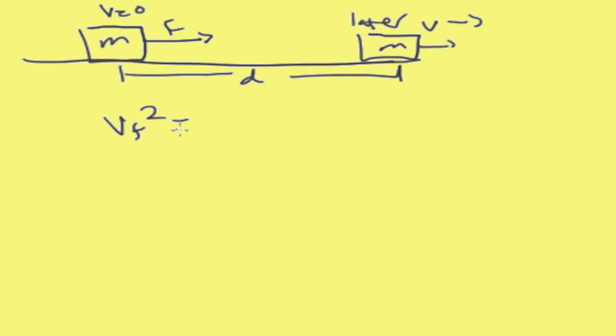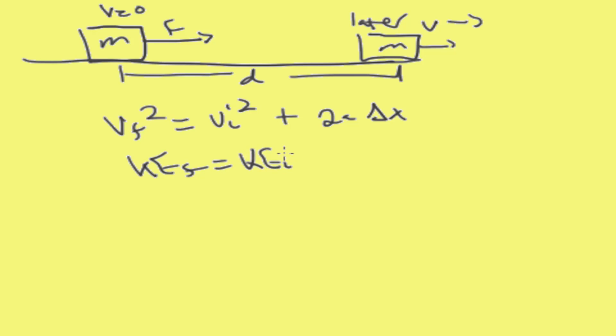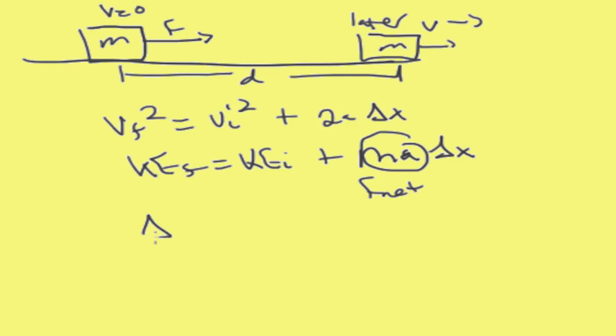So if we look at Vf squared equal to Vi squared plus 2a delta x, multiplied by 1/2 m, we'll get KE final equals KE initial plus ma delta x. So in this case, the ma will be our net force. Well, it was always the net force, it's just that at this point the net force, where we're going to ignore friction, is just this F here. So our change in kinetic energy is going to equal our force times the distance that it travels.